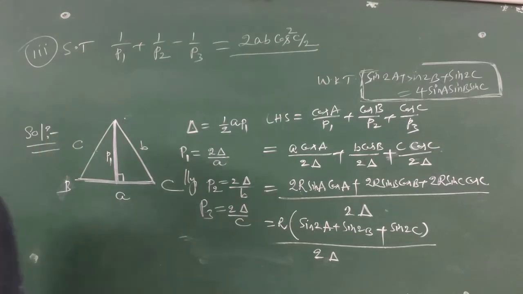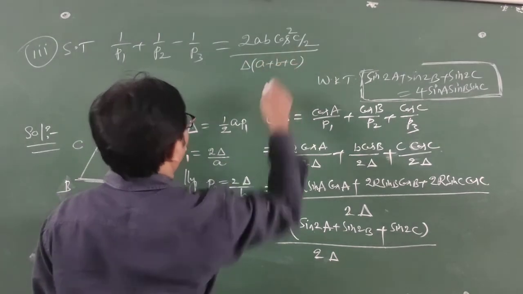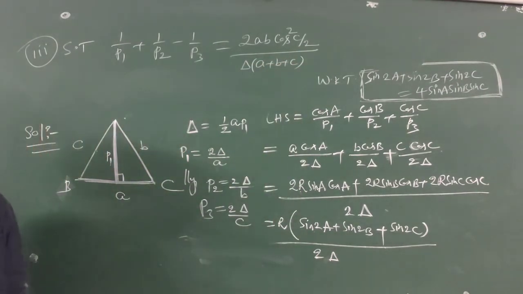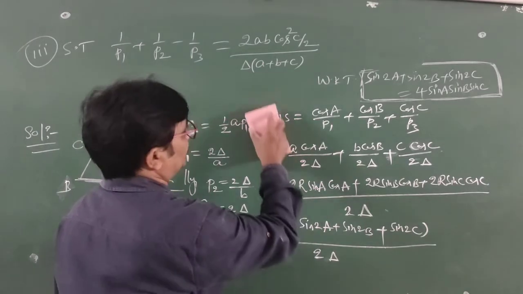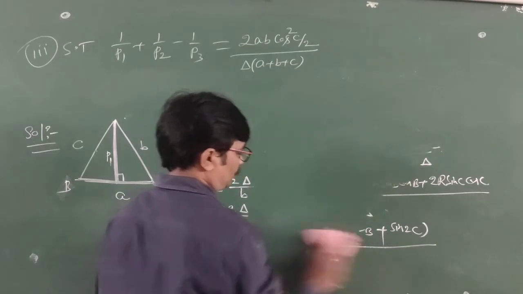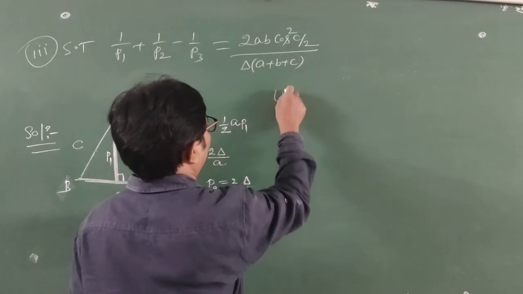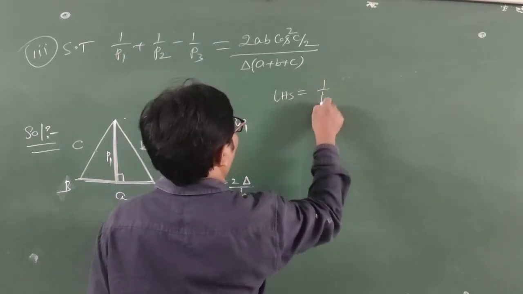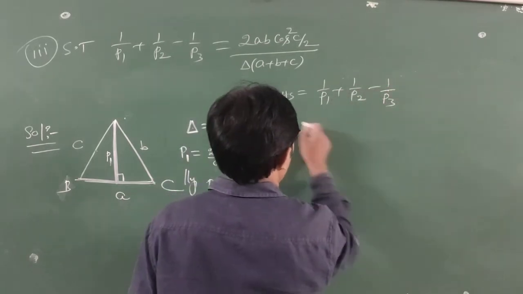2ab cos square C by 2 upon delta into a plus b plus c. Okay students? So what is the left hand side? It is 1 by p1 plus 1 by p2 minus 1 by p3. So students, the left hand side is 1 by p1 plus 1 by p2 minus 1 by p3.